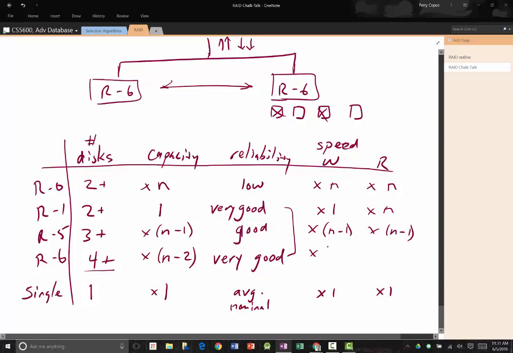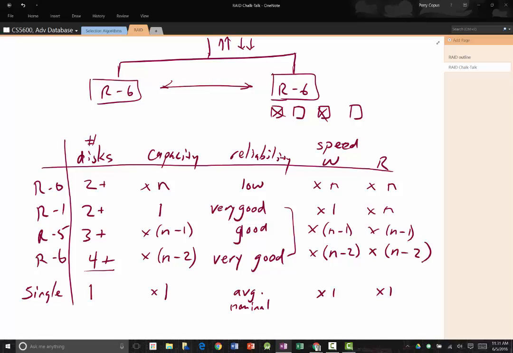The speed in reads and writes, you know what it is, times n minus 2. And there you have it. That's the end of our discussion. I'm sorry it was so long, but you need this as you go out into the field and consider implementing solutions. You need to know something about the physical storage. And so hopefully this has been a help in that area.